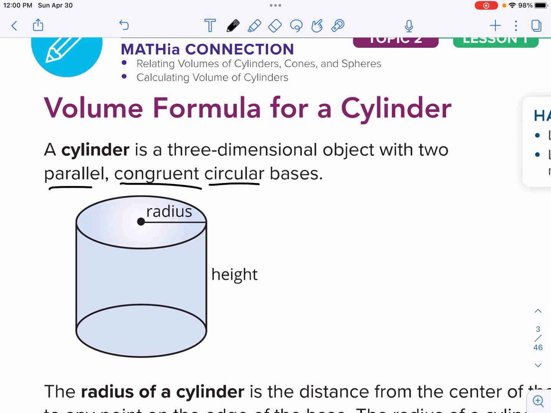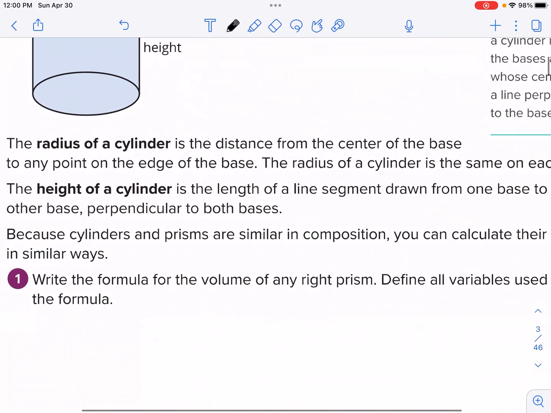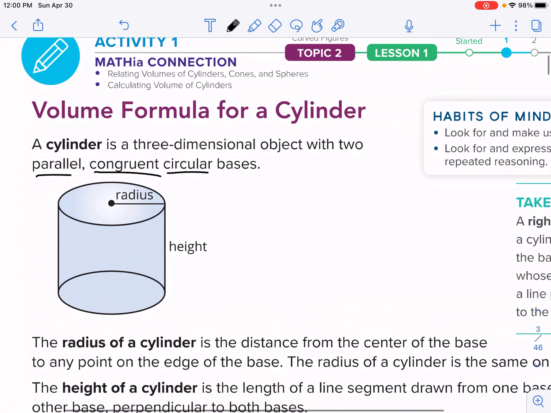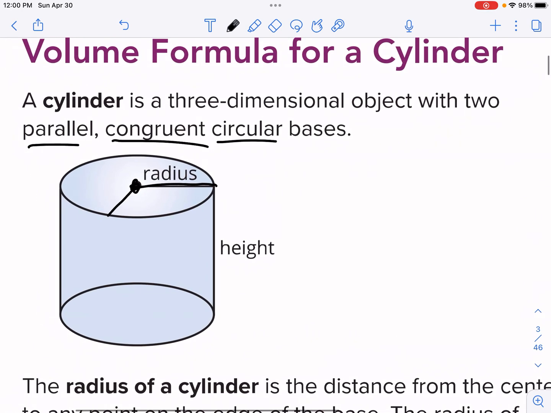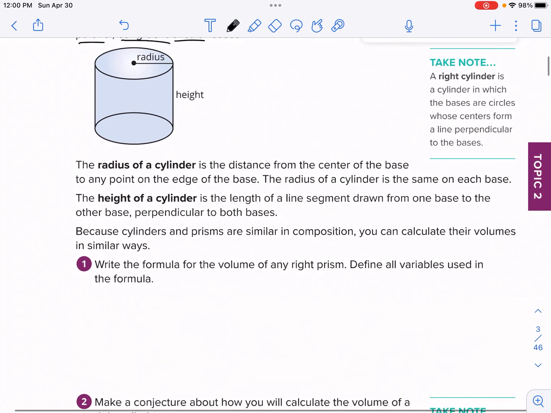It's just saying that the top circle is the same thing as the bottom circle and that they're parallel to each other. They will never intersect. The radius of the cylinder is the distance from the center of the base to any point on the edge of that base, right? Just from here to here, but also here to here. From our perspective, it may not seem like it, but those are actually the same distance, right, as this one as well. All equidistant to the center. All right, and the radius of the cylinder is the same on each base.